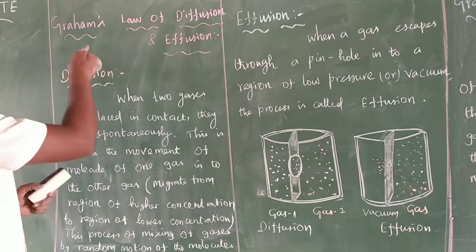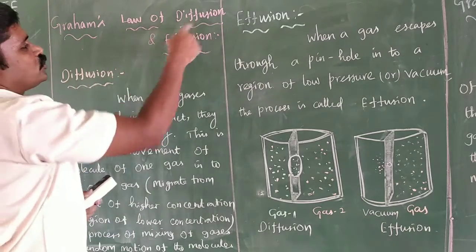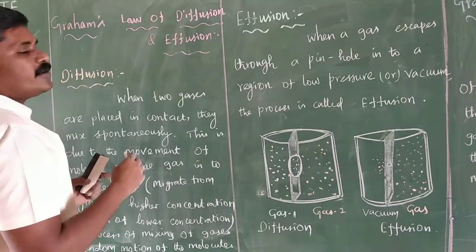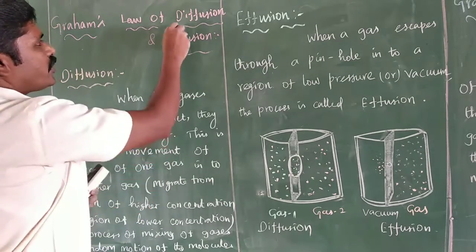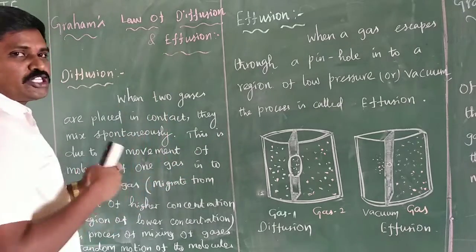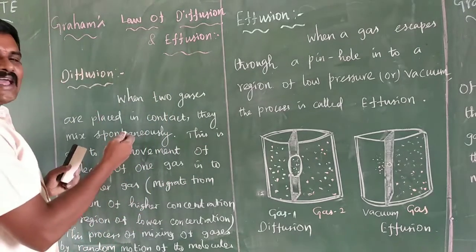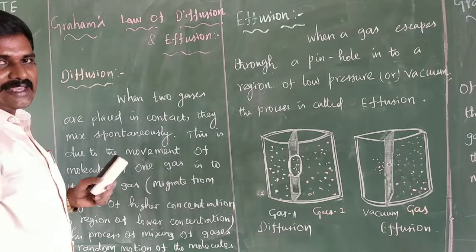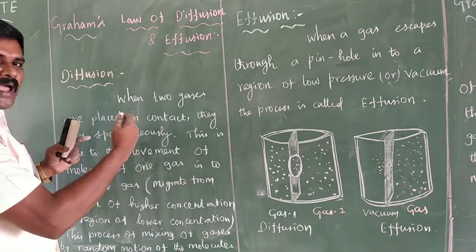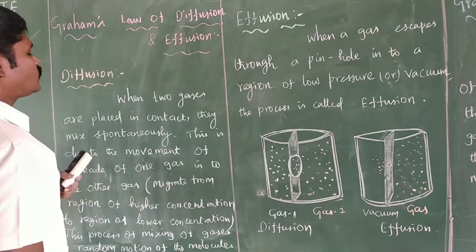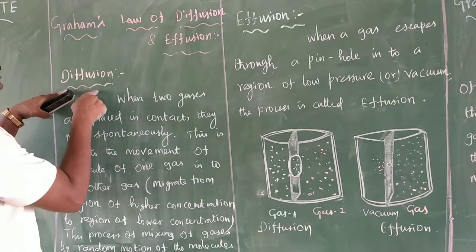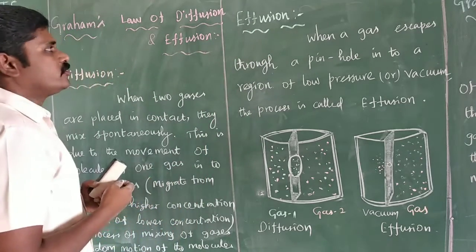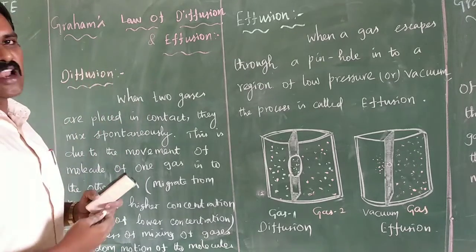Okay students, the next one is Graham's law of diffusion and effusion. Diffusion and effusion. Gases have a tendency to occupy all the available space. So what is diffusion, and what is effusion?